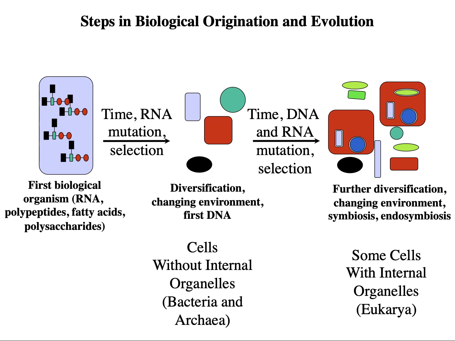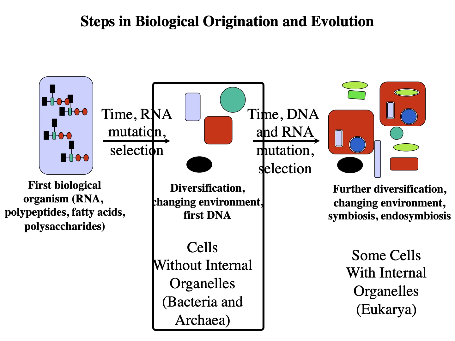That is, the Proteobacterium became a mitochondrion, and the Cyanobacterium became the chloroplast, and then we have a nucleus and other organelles as well. Before that, cells without internal organelles were primarily the bacteria and archaea, so they were simpler cells.